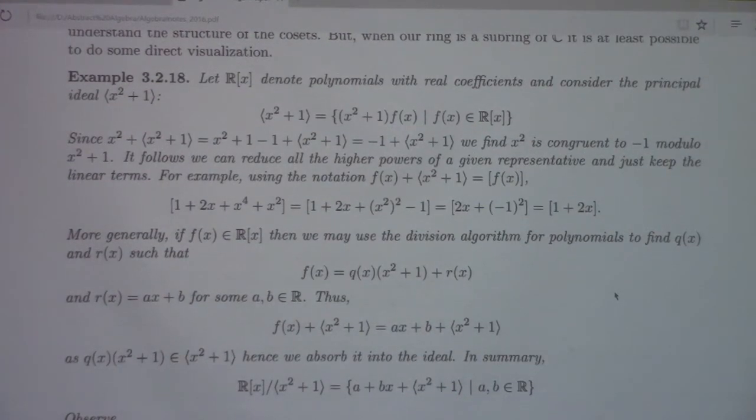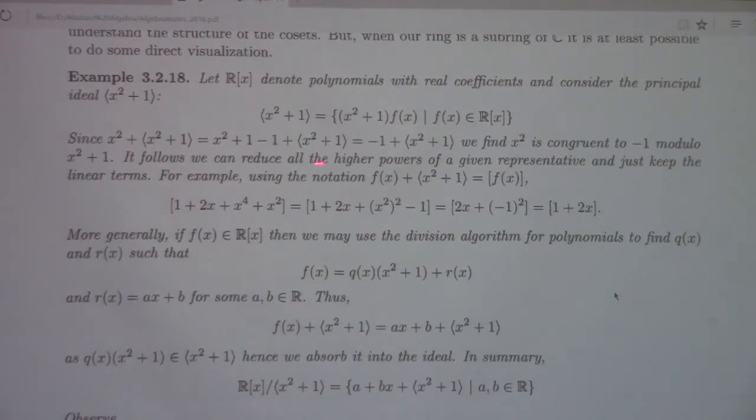Okay, so another example, real polynomials. You can look at the principal ideal x squared plus 1. Notice that if you take x squared and you add and subtract 1, that gives you x squared plus 1 minus 1, right? But the x squared plus 1 we can absorb into the ideal, so we just get back minus 1. This is another way we can think about the calculation. In short, x squared is congruent to minus 1 modulo x squared plus 1, all right?